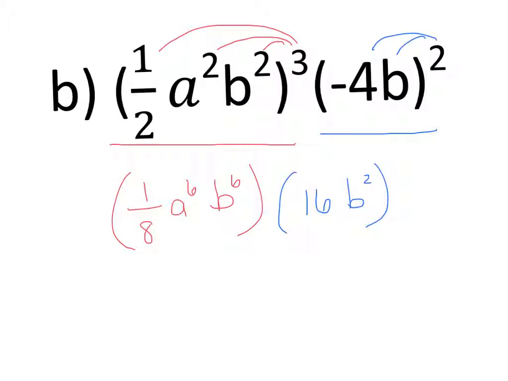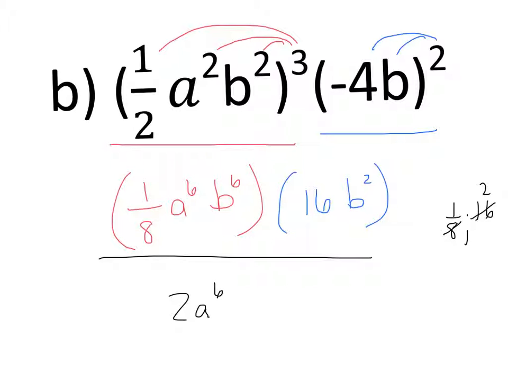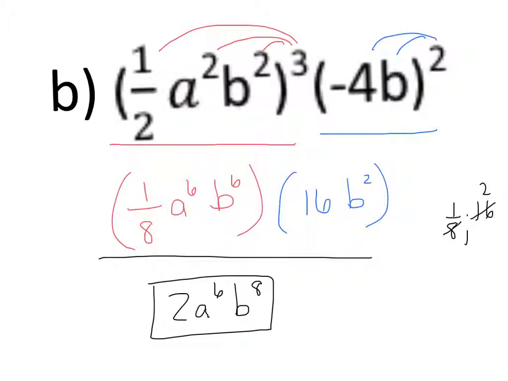All right, and then just keep in mind, now I'm going to put these together off to the side here. 1/8 times 16. Remember, that's going to go to a 1 and a 2. Cross cancel that. So I get 2, a to the 6th. And then add up your b's. 6 plus 2 is 8. Okay, so review one more time. When you drop it in, that's multiplying. And when you're putting them side by side, you're going to add them up.